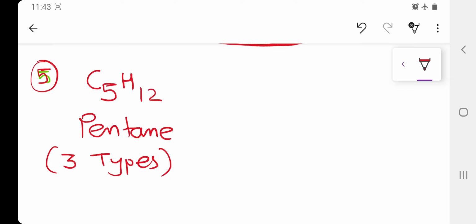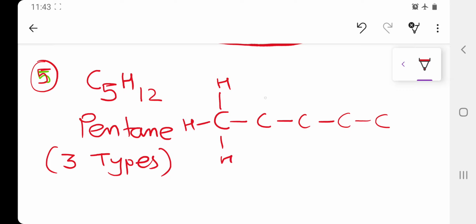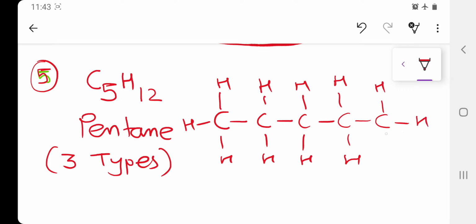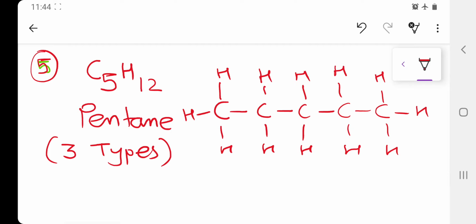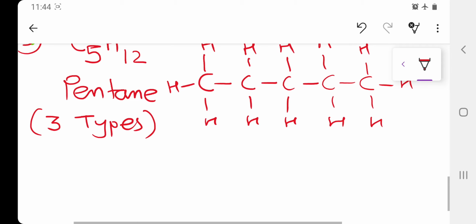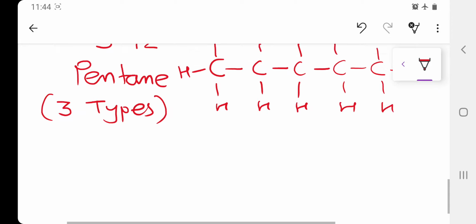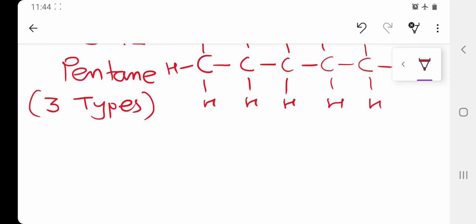The first type, obviously, is a straight chain like this: carbon, carbon, carbon, 5 carbons done. Then 3 hydrogens to this carbon, then 2 hydrogens to this carbon, 2 hydrogens to this carbon, then 2 hydrogens to this carbon, then 3 hydrogens to this carbon. Then 12 hydrogens are completed, as you can all count. This is the first representation of pentane, that means the first form by which it exists in nature.